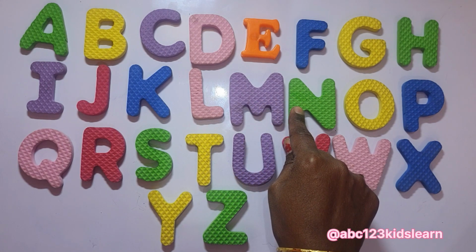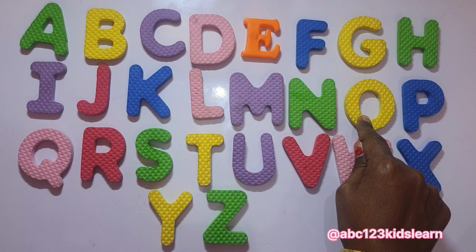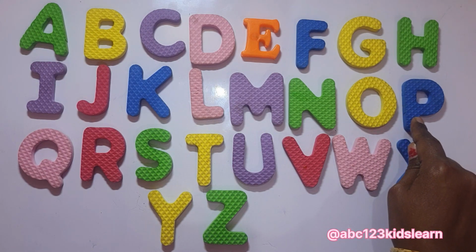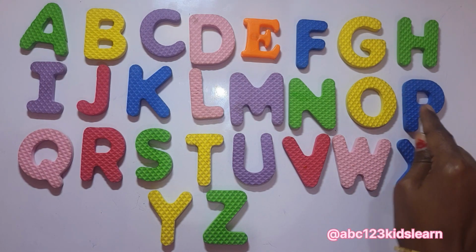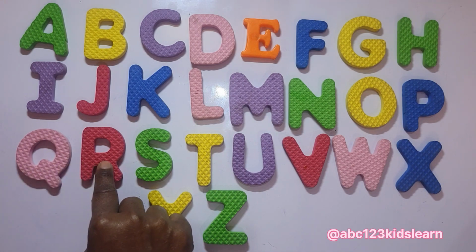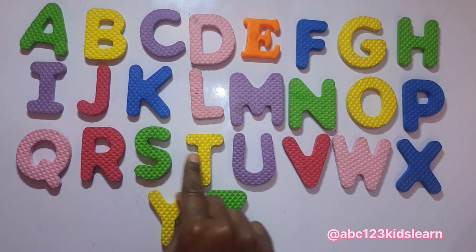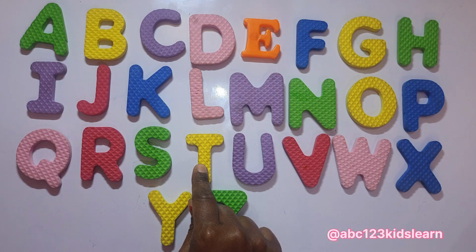N is the nose, n n nose. O is the owl, o o owl. P is the parrot, p p parrot. Q is the quill, q q quill. R is the rose, r r rose. S is the ship, sh sh ship. T is the tap, t t tap.